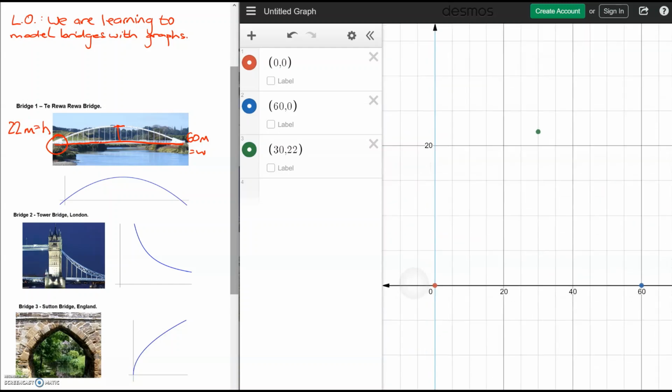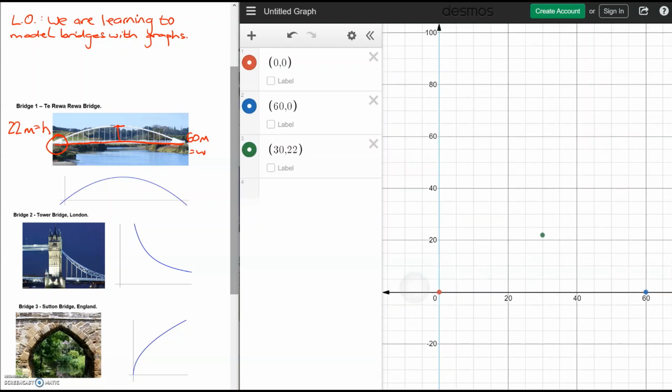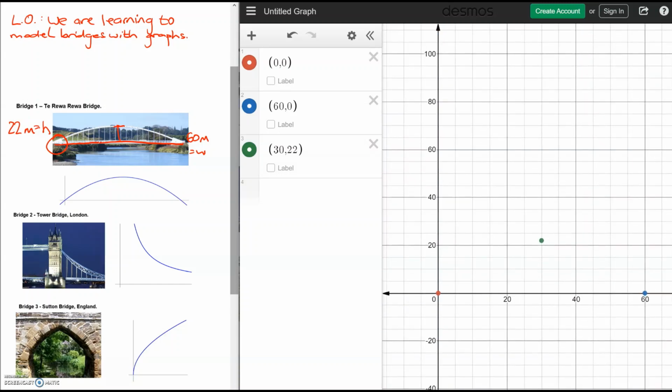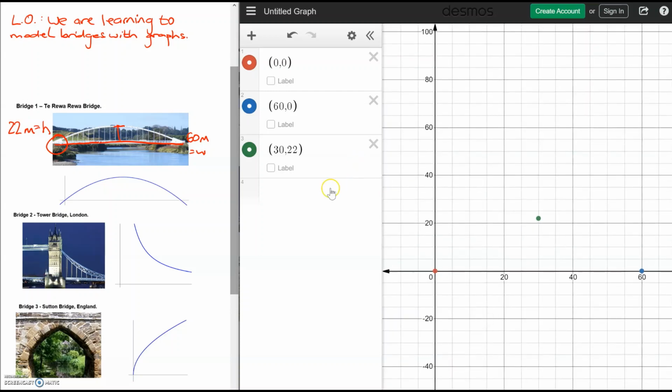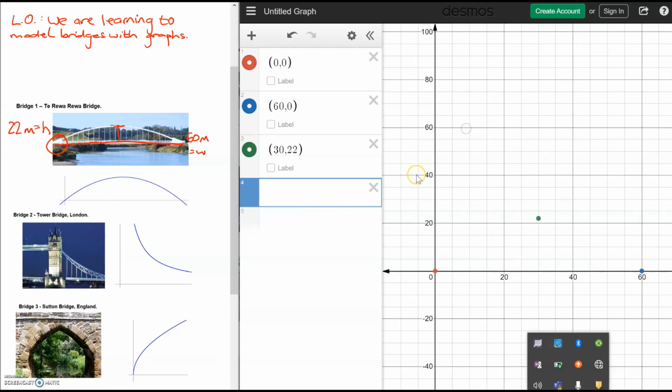So what I'm going to do is scale down the y-axis just so it looks a bit more representative of what we're going to do. So I've done that now. We've got 3 points. It does look like a parabola. So we now need to come up with a graphical model that helps us represent that. I'm thinking, it's got symmetry, which is a parabola. It's got a vertex. Looks like we've got 2 x-intercepts. It's looking really good for a parabola.